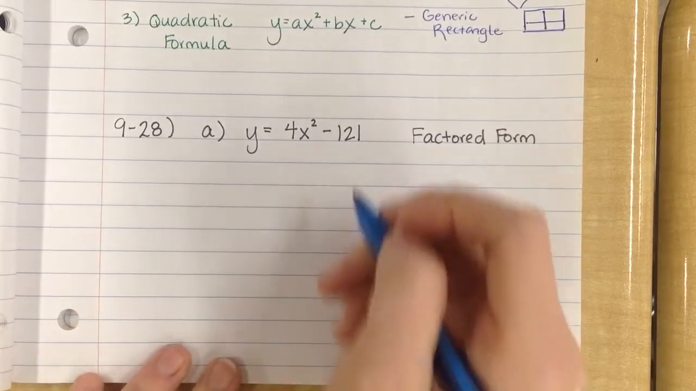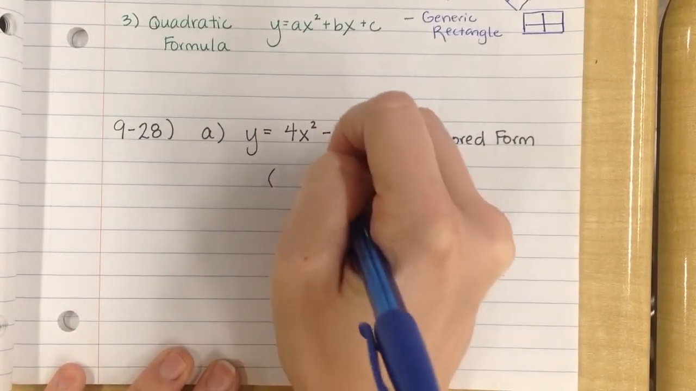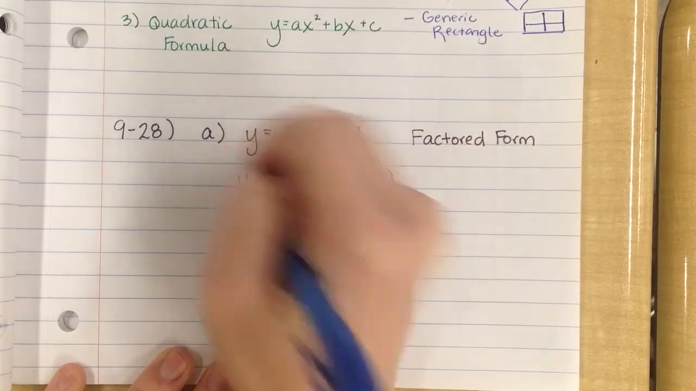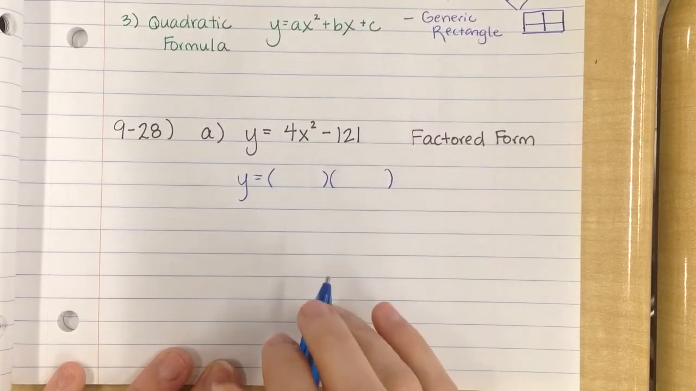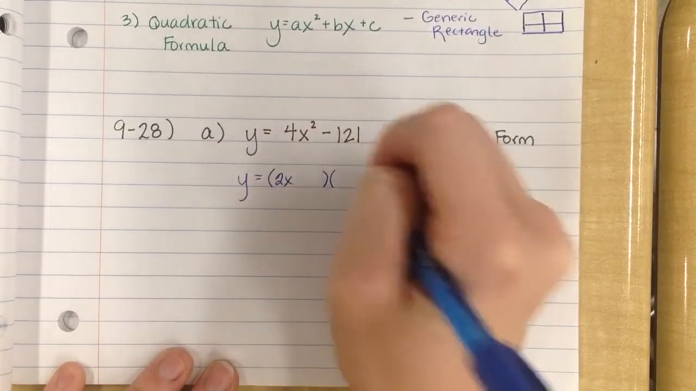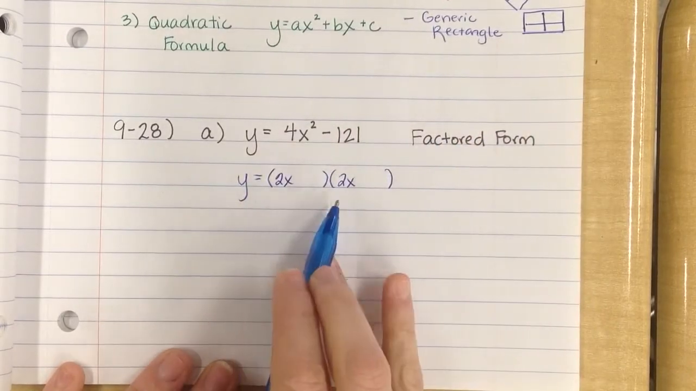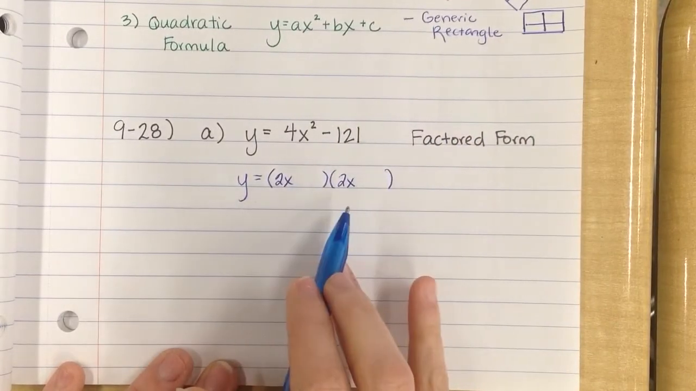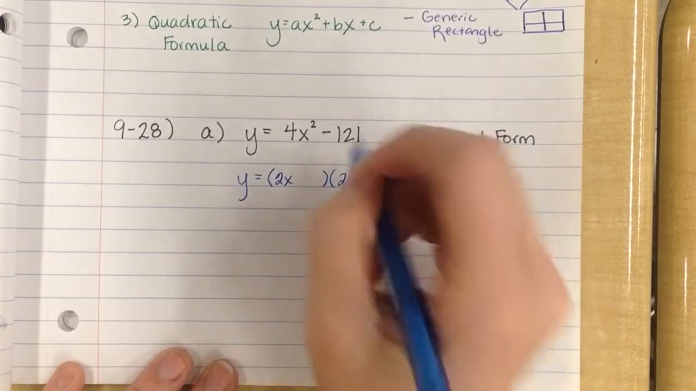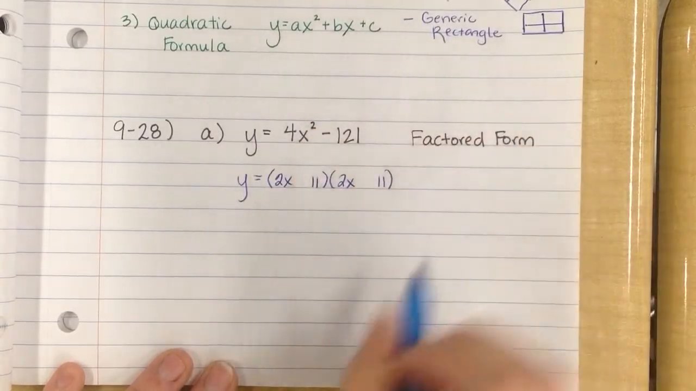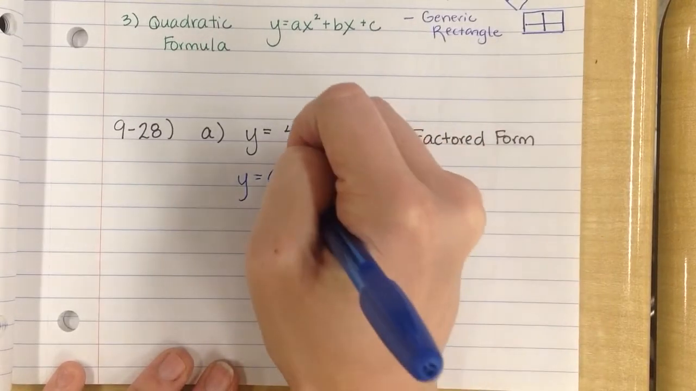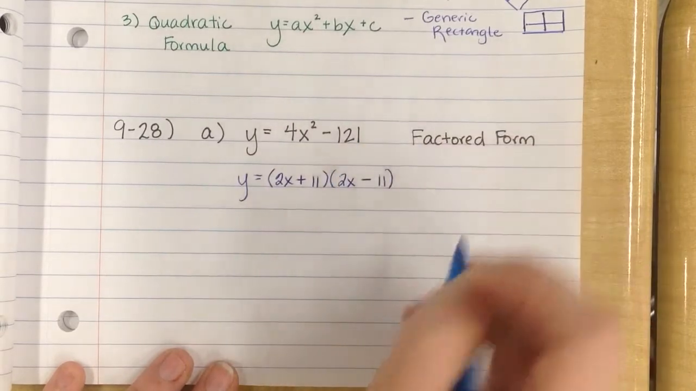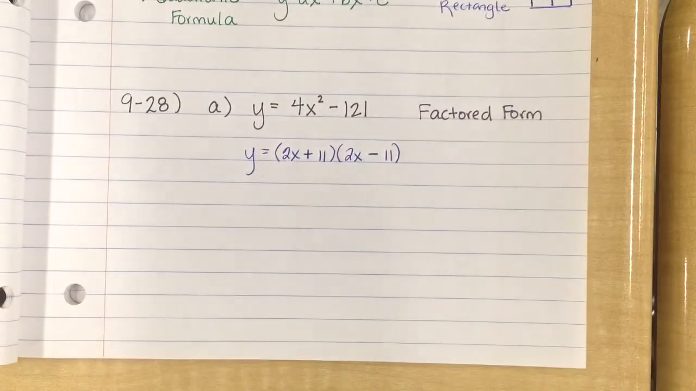Because this is difference of squares, we are able to immediately factor it into factored form. We take the square root of the a value. The square root of 4x squared is 2x, and it goes into the first spot in both parentheses, both factors. The square root of 121 is 11. Because we need to end up with a negative 121, the first one is going to be positive and the other one negative. And voila, we have our factored form.